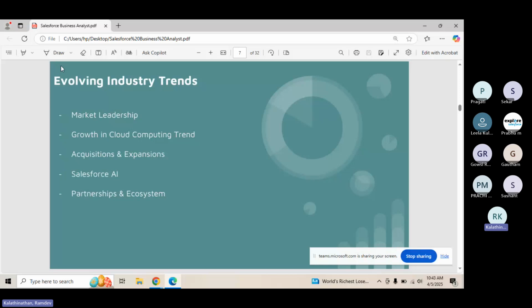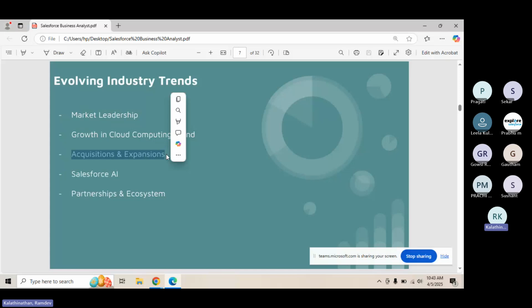Okay, so these are some of the evolving industry trends today. Market leadership: Salesforce is the biggest CRM partner, and growth in cloud computing is also something we have already spoken about in a few of the previous slides. So I'll get into acquisition and expansion. If you see how Salesforce has been growing, I would suggest all of you follow the Salesforce news on the web. Even on the Salesforce website, you can subscribe to their articles, and they talk about all their acquisitions and expansions.